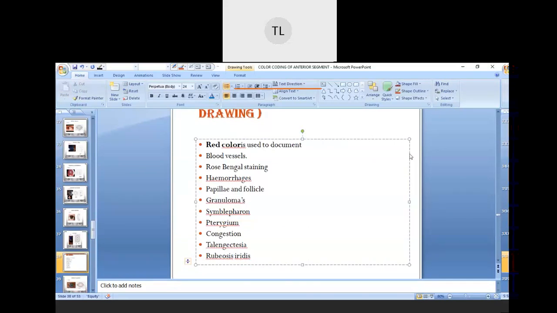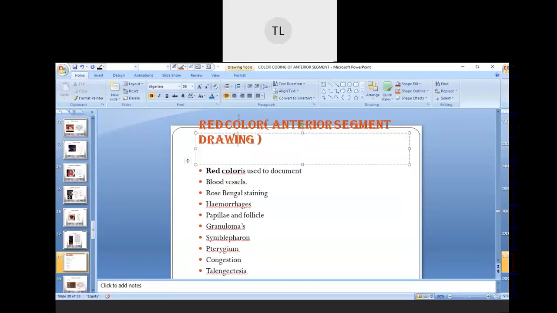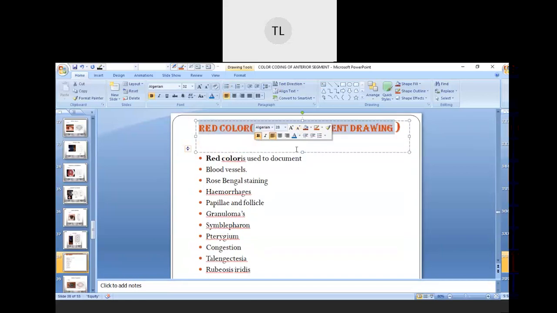Okay, so the next color that I'm going to discuss is the red color. Under this red color, this is used for the documentation of your blood vessels, rose bengal staining, then hemorrhage, papillae, follicles, granuloma, then symblepharon, pterygium, congestion, telangiectasia, and the rubeosis iritis.